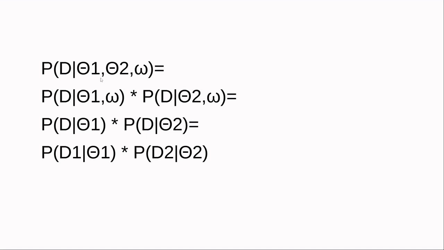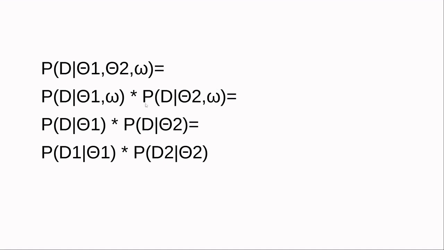Theta 1 and theta 2 for sure are not independent. However, they are independent given omega. Once we know omega, then knowing theta 2 won't tell us anything more about theta 1. If we didn't consider omega, it would, but if we know omega, then this is not the case. The same holds the other way around: once we know omega, knowing theta 1 won't tell us more about theta 2, because omega already tells us everything. So we have this case of conditional independence. We can split up this probability into the probability of the data given theta 1 and omega, times the probability of the data given theta 2 and omega.